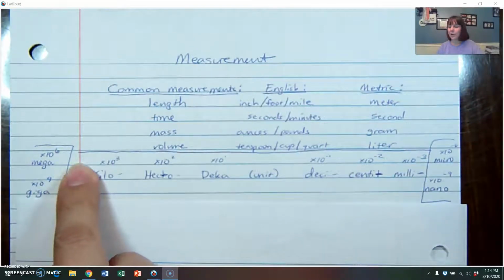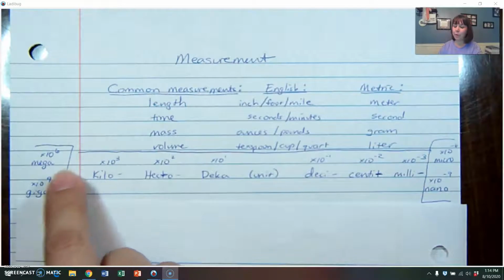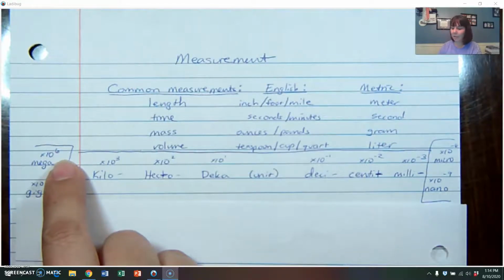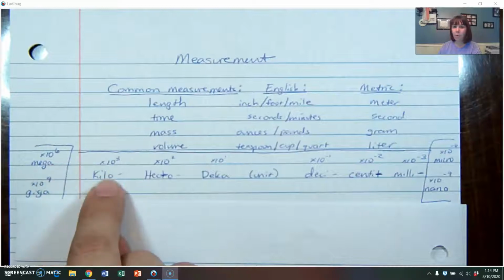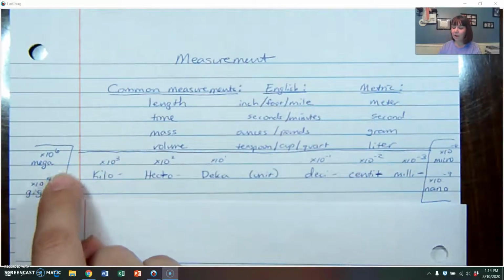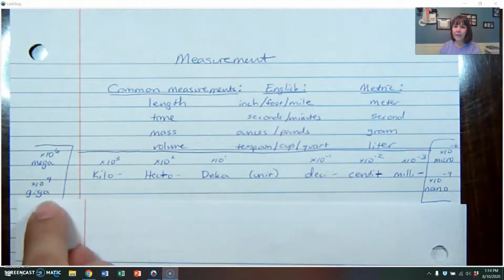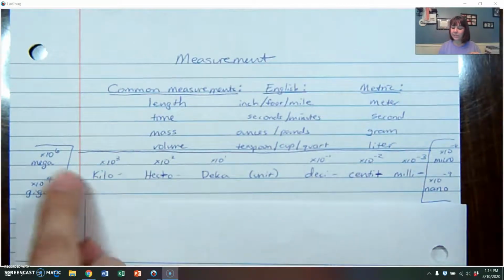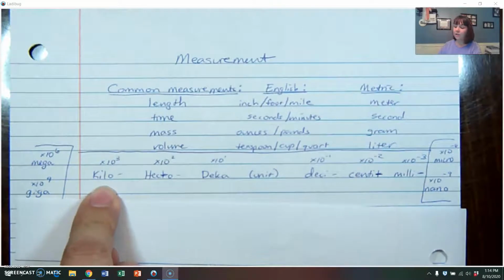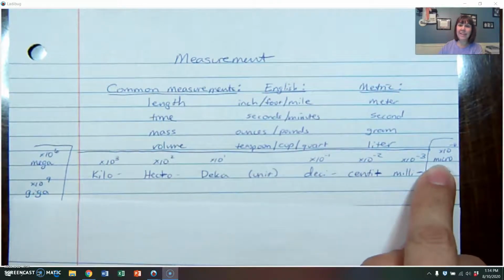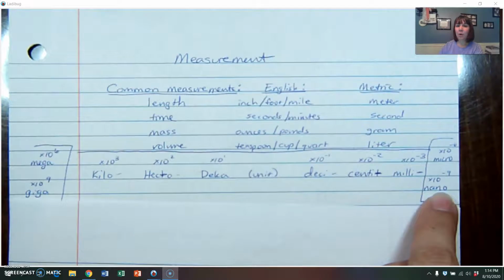There's actually tons on either side to make it bigger or smaller, but you might be familiar with mega, like a megabyte in your computer, or the Mega Millions jackpot. Anyway, mega, if you go beyond kilo 3 more times, then you hit mega. And then giga is 9 times beyond our unit, so 6 more times than kilo. On the other side, micro would be times 10 to the negative 6th, and nano would be times 10 to the negative 9.